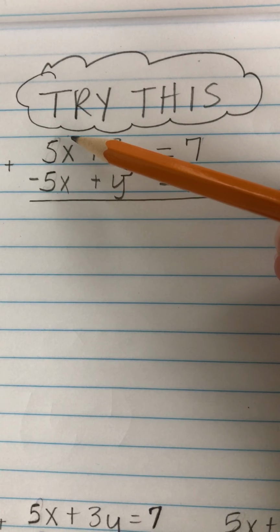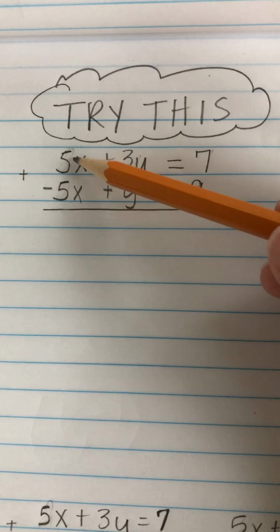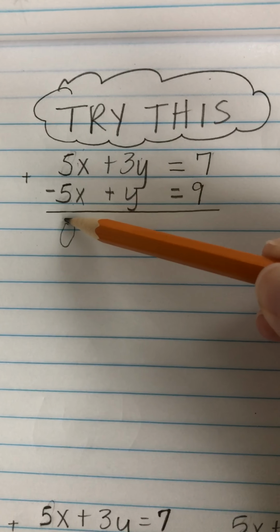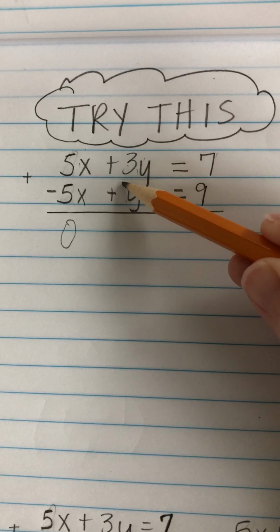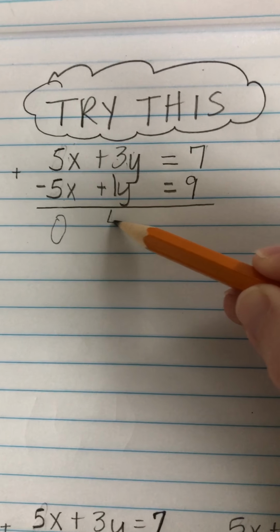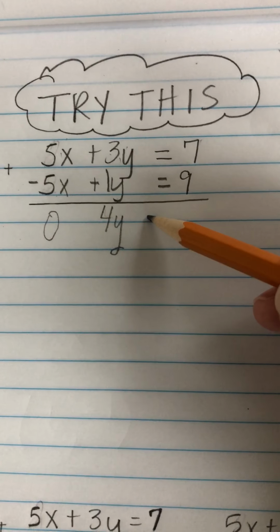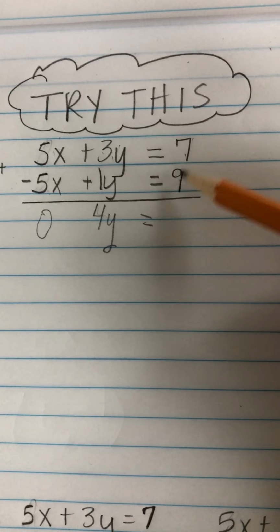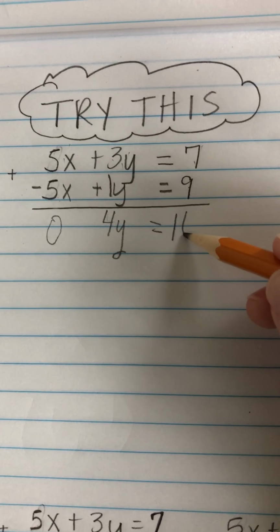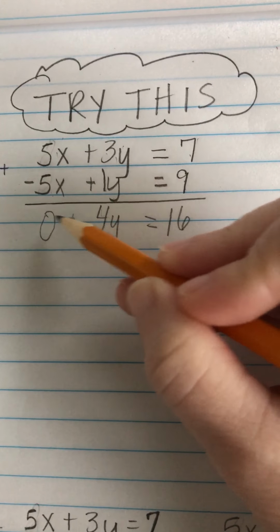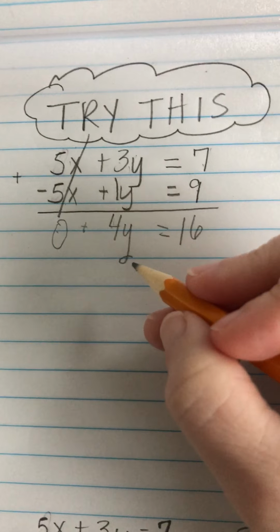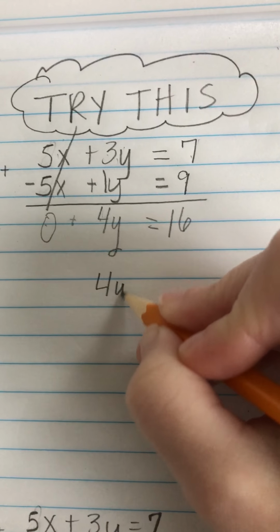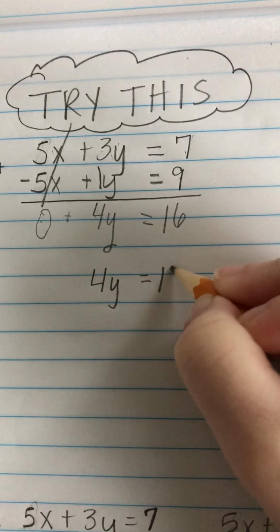So you just add them. It's just like an addition problem. 5x and negative 5x is 0. 3y and y, they're both positive, so that's just like there being a 1y there. So that's 4y. And then 7 and 9, they're both positive, so 7 plus 9 will give you 16. Now because this is 0 plus 4y, the 0, these canceled. That's what you want to happen. Okay? So 4y equals 16.